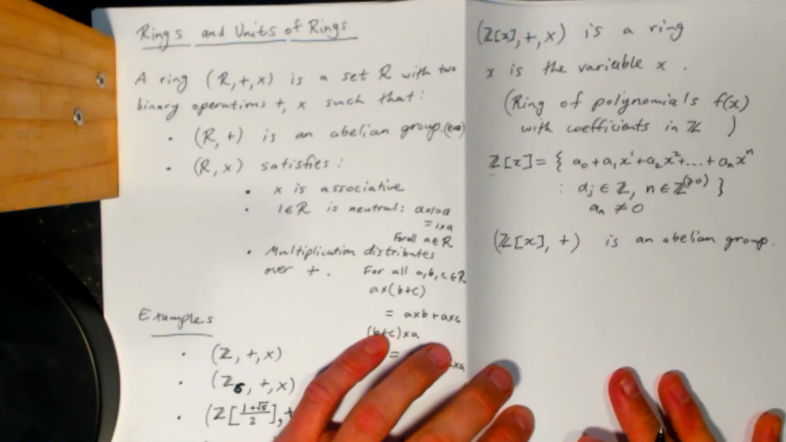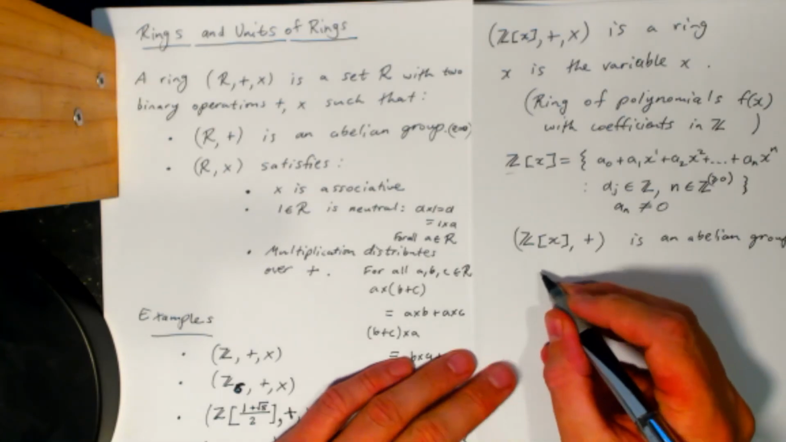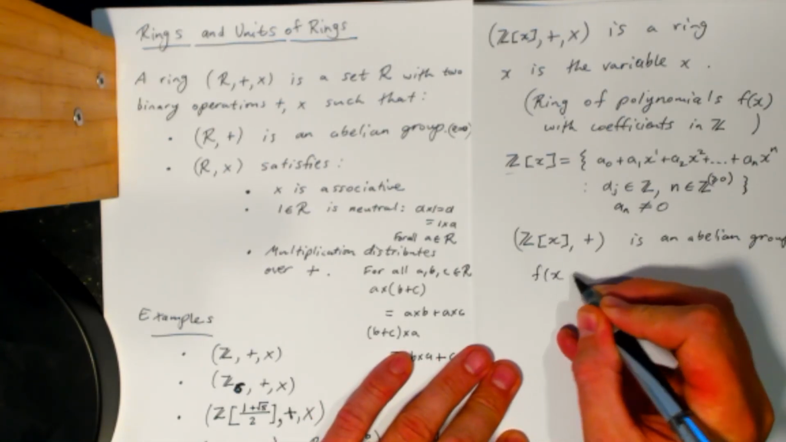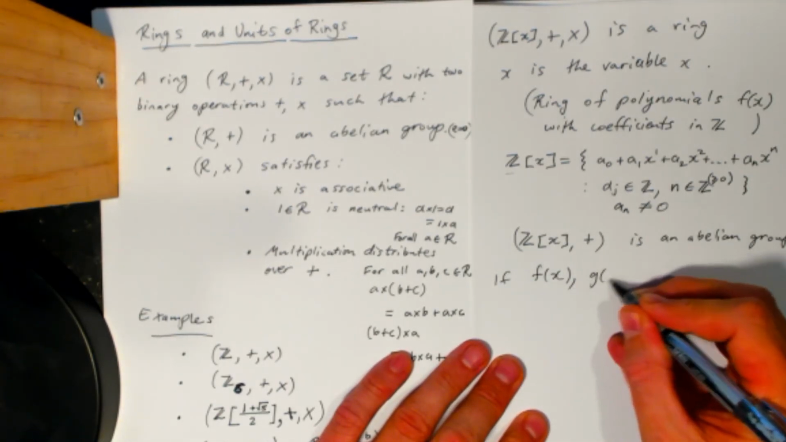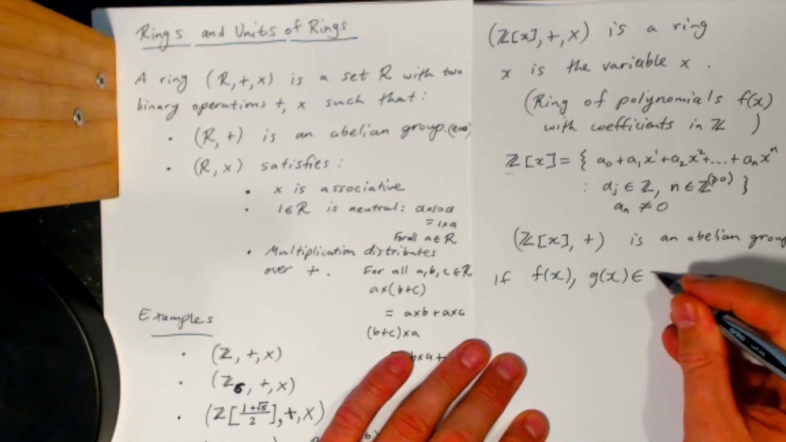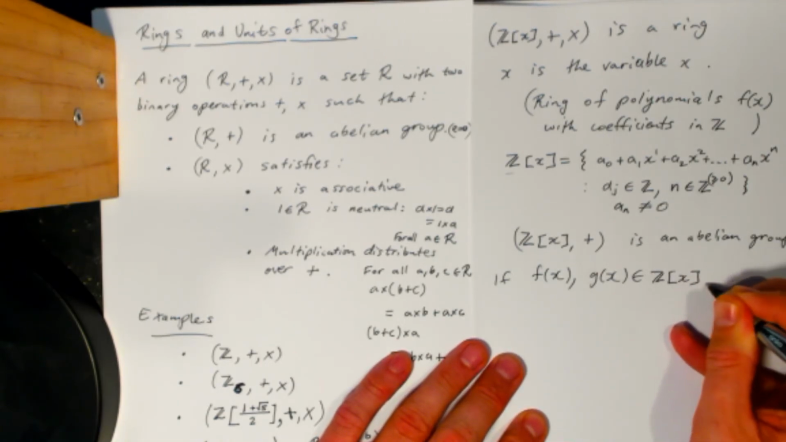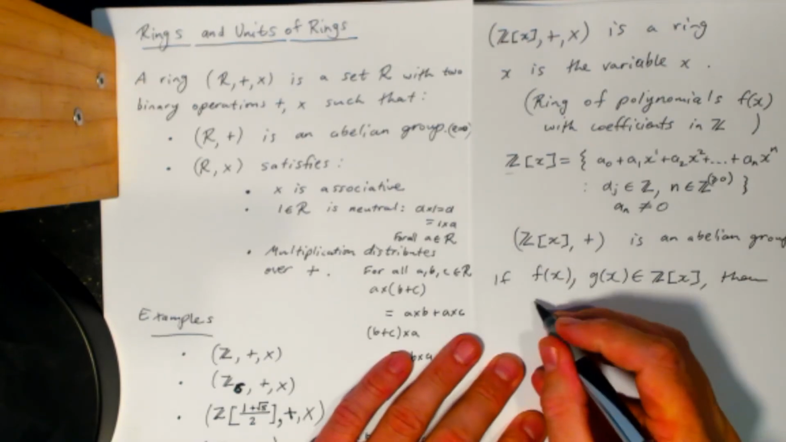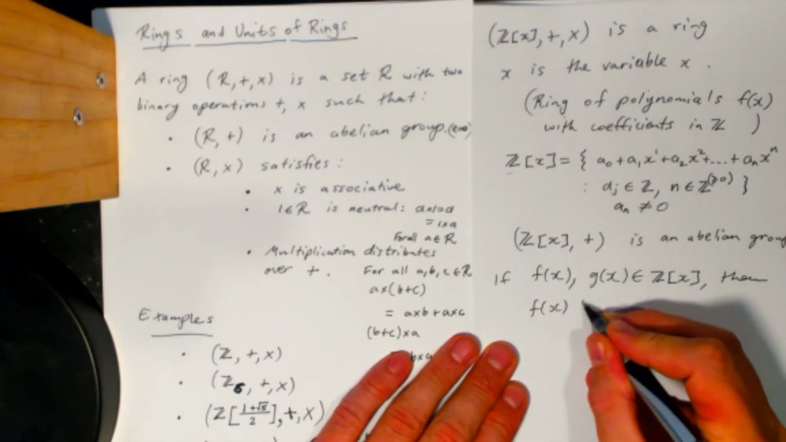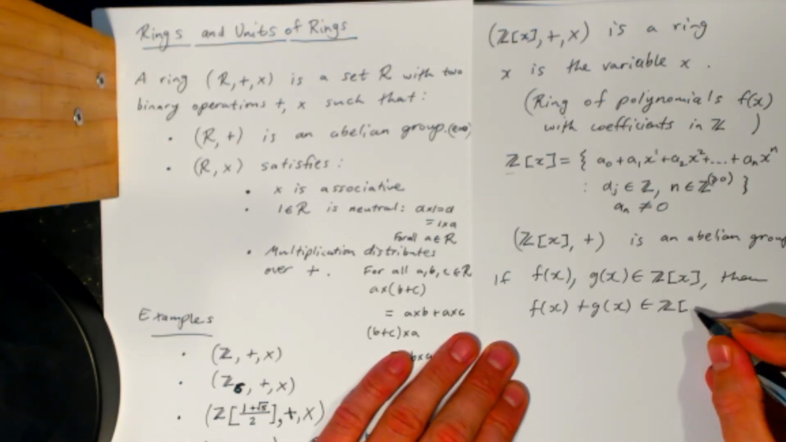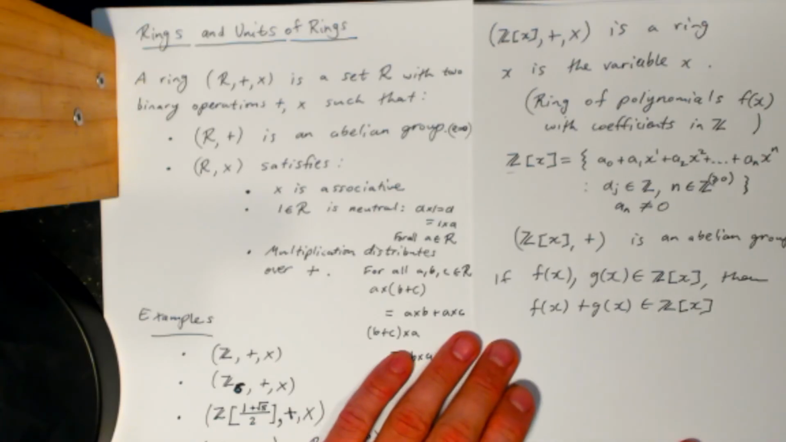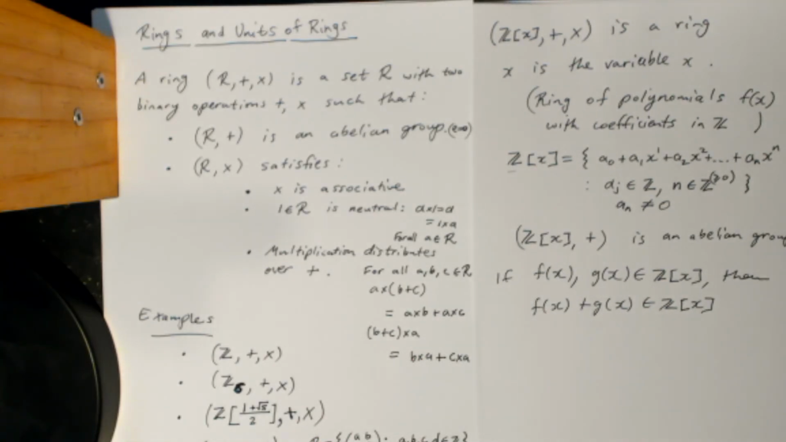Right, so we add any two polynomials. If f of x and g of x are two polynomials with integer coefficients, then f of x plus g of x is also an integer polynomial. So it's closed under addition. They don't necessarily have the same degree, but it's closed under addition.